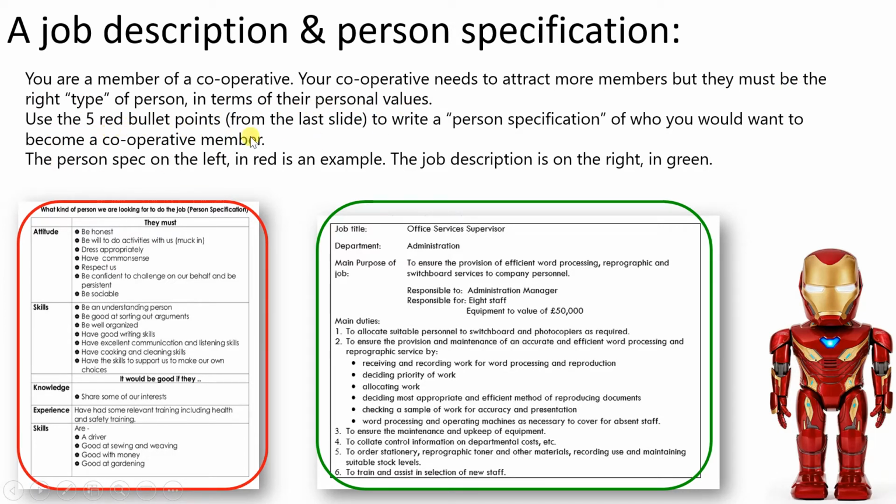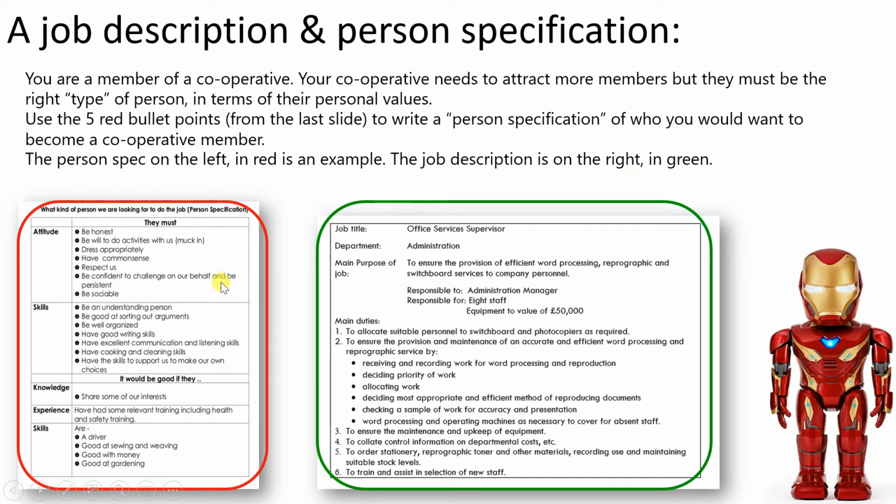Use the 5 red bullet points from the last slide to write a person specification of who you would want to become a cooperative member. The person spec on the left in red is an example. The job description is on the right, that one's in green, because that will be the second task we're looking at.